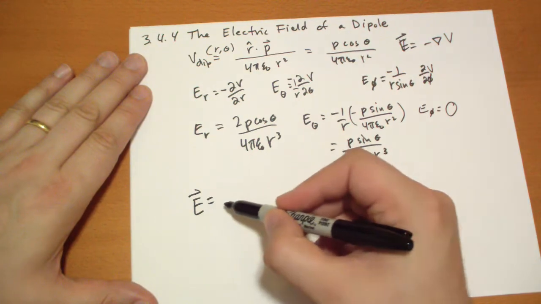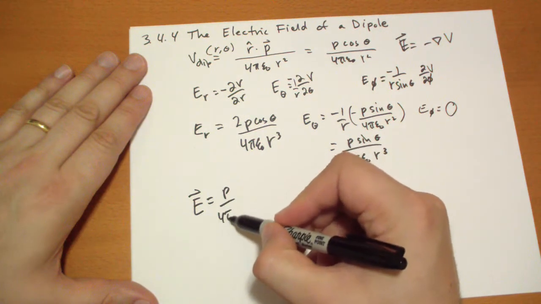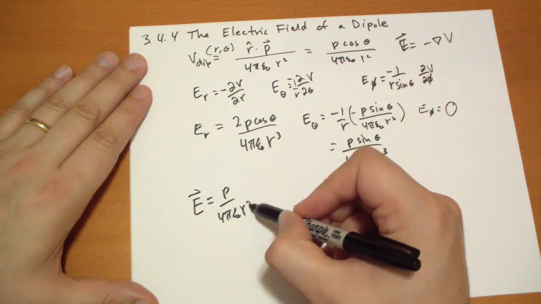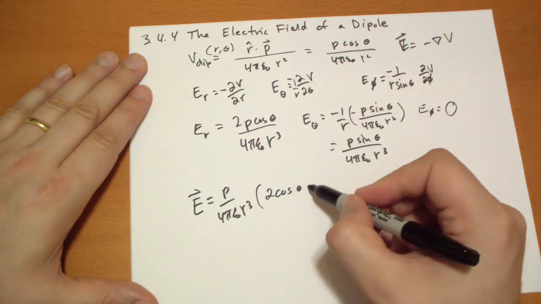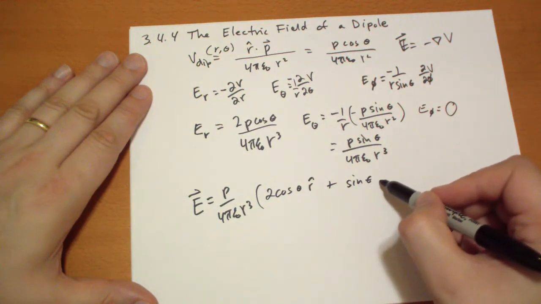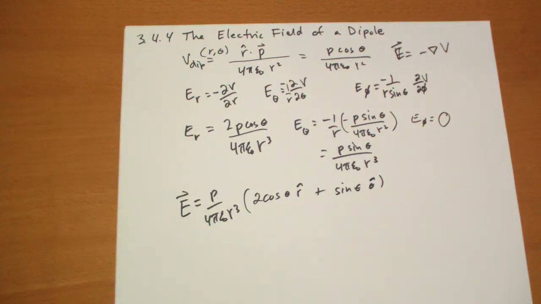E vector is equal to p over 4 pi epsilon naught r cubed, times 2 cosine theta in the r hat direction plus sine theta in the theta hat direction. Both components have 4 pi epsilon naught and r cubed. What does that look like?